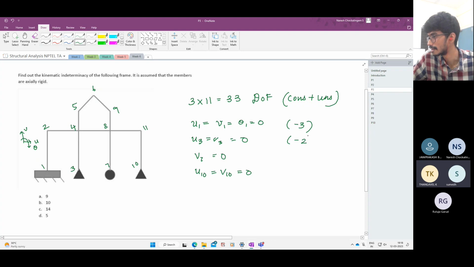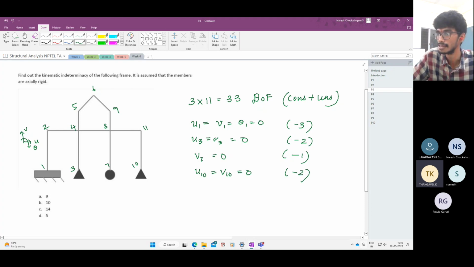So this will subtract 3 unknowns, right? 33 unknowns are there, but here these are all known. So this is not really an unknown. So this will subtract 2 unknowns. This will subtract 1 unknown. This will subtract 2 unknowns. Now let us go to the next level.